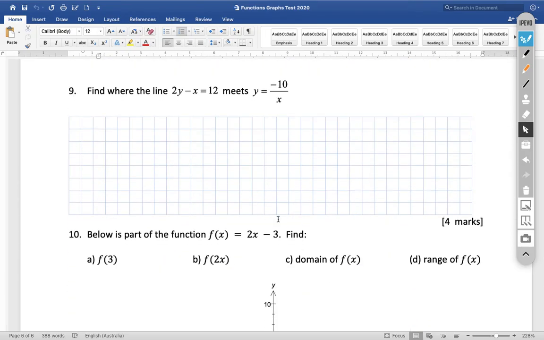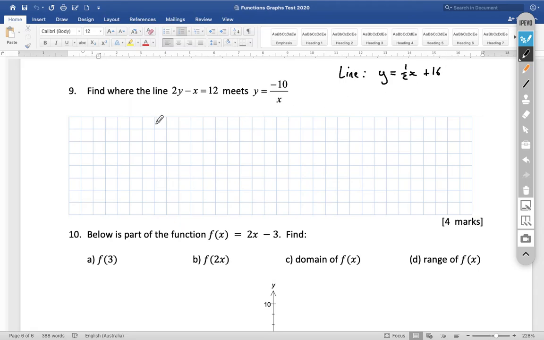Number 9, find where the line meets the hyperbola. I can't see another way to do it. The line equation, rearrange it. Oh, I can see another way to do it, to be honest. You can graph them again, right? If you're graphing, you'll have to rearrange anyway. So y, now I'm going to divide everything by 2, so I've got a single y. That x we have to add to both sides, then we have to divide it by 2. The 12 can stay where it is, but it has to be divided by 2.